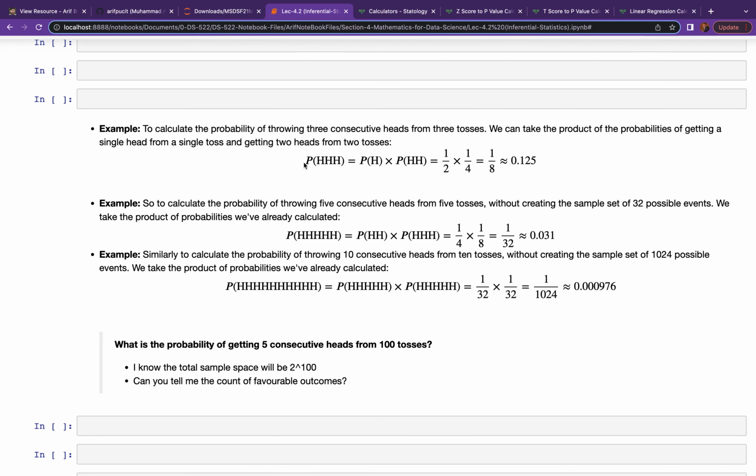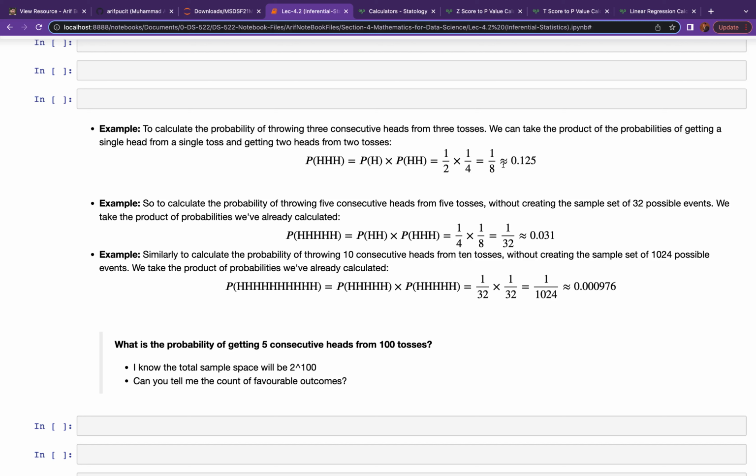In this first example, I have calculated the probability of getting three consecutive heads from three tosses, but this time I have not created the sample space for the three tosses. Rather, I have used the probability product rule. So I have multiplied the probability of getting a single head and two heads, and I have got the result.